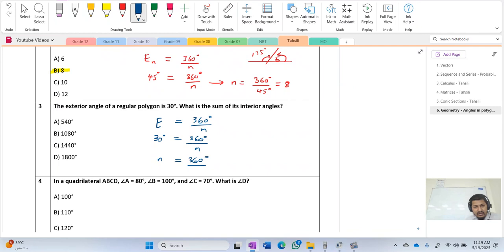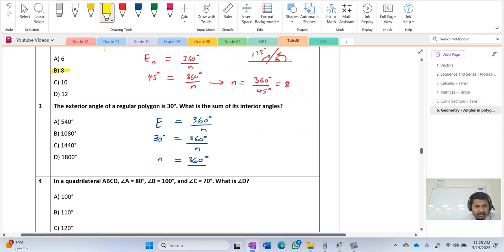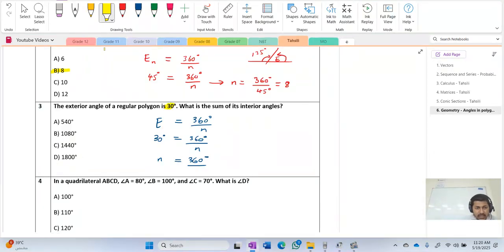So we know this has 12 sides, right? So the sum is S12, which is 12 minus 2, which is 10. 10 times 180 is 1800 degrees. So the answer is D.